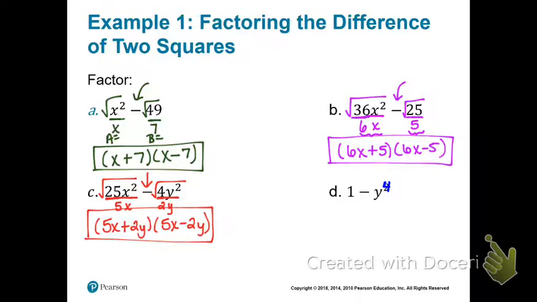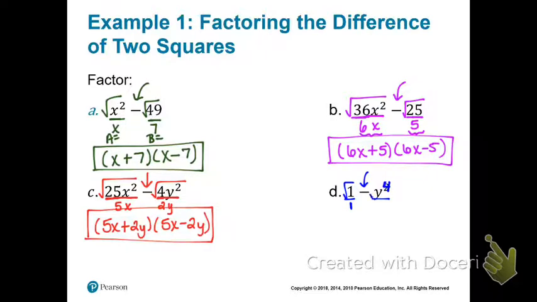So let's check. Is there a greatest common factor? There is not. How many terms? 2. Sum or difference? Difference. So is it a difference of squares? Does 1 have a square root? Remember, you told me the square root of 4 was 2 earlier because 2 times 2 is 4. So is there any number that times itself will give me 1? Yes, 1 times 1 is 1. So the square root of 1 is 1.